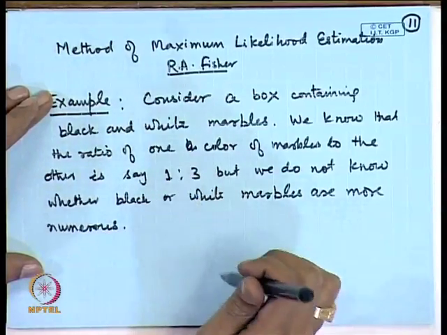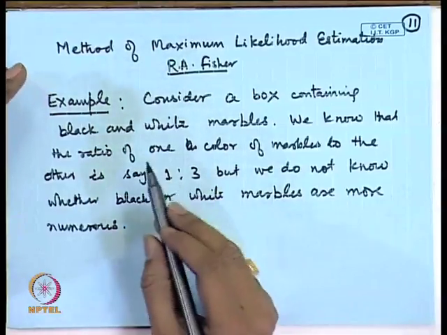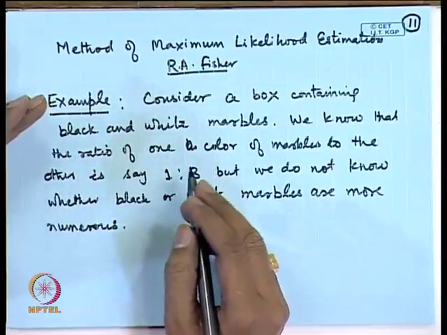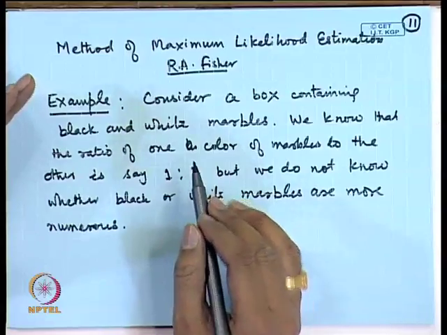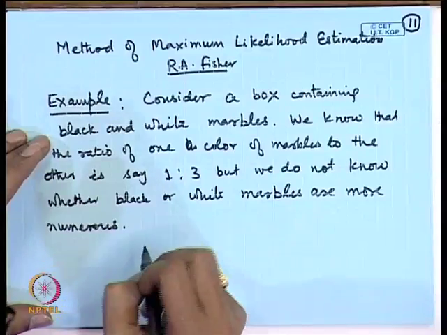That means, either the black marbles are 3 times the white ones, or the white ones are 3 times the black ones; that is not known. So, we only have partial information that the number of one of them is 3 times the other. So, a statistician decides to take a random sample from the box, and based on that random sample he will give an inference, that means, he will give an estimator for the ratio. So, we can consider this problem in the following fashion.